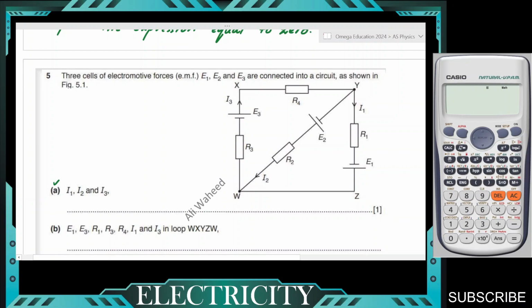So how do you do that? First of all, you have to use KCL. And in order to apply KCL, you have to choose a junction, a point where you can see the currents coming into and going out of that point. For example, you can go with this one. Let's say I've chosen this one for the junction Y.